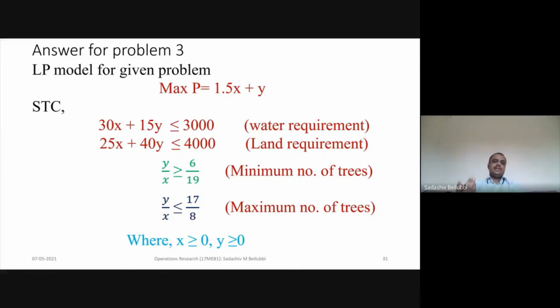At the same time, you need to write that x and y should be non-negative. x and y should be non-negative terms, because we cannot plant P type of trees as minus 2 or any negative values. We can say we don't want to plant any P type of trees, because if there is no profit that is fine, but we cannot plant a negative value. I hope it's clear.